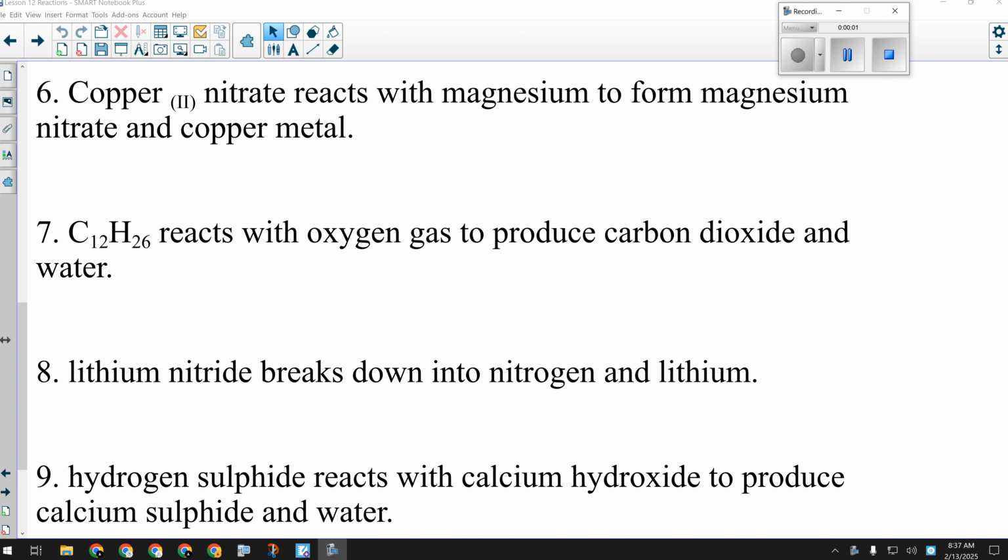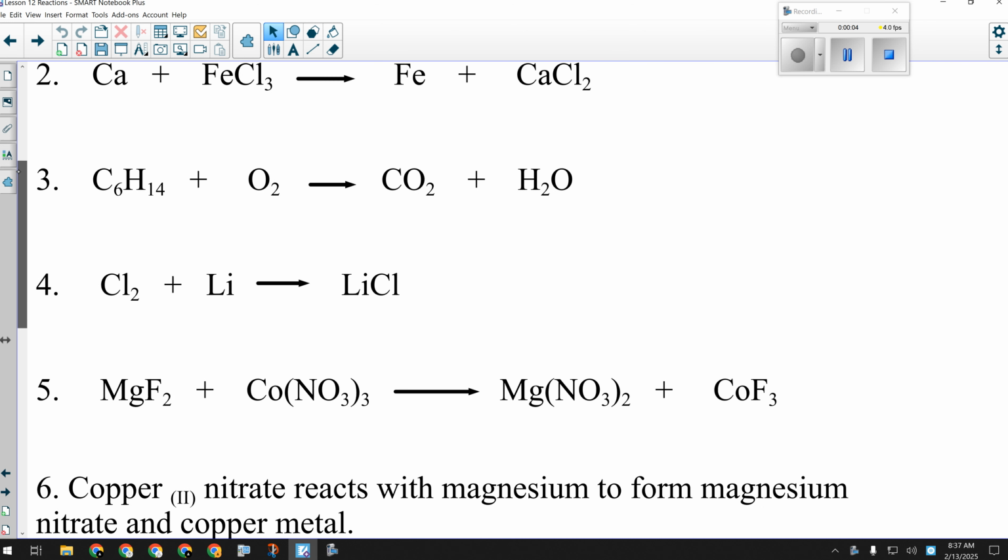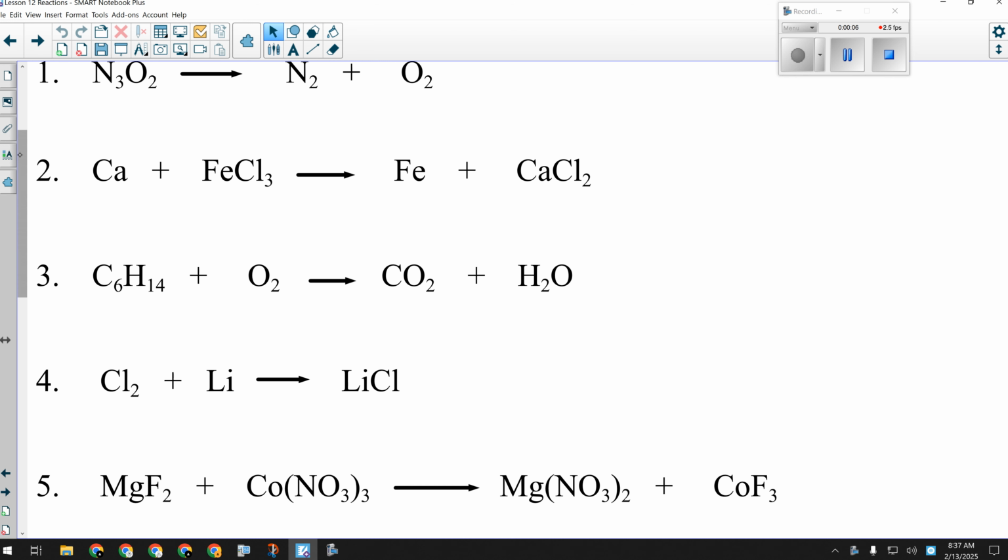All right, so yesterday we were practicing our skills to do with chemical reactions when they are written in this form. Okay, so we practiced the different types, the 5 types: synthesis reactions like number 1, decomposition reactions like number 1, synthesis reactions like number 4, single replacement reactions like number 2, double replacement reactions like number 5, and combustion reactions like number 3.